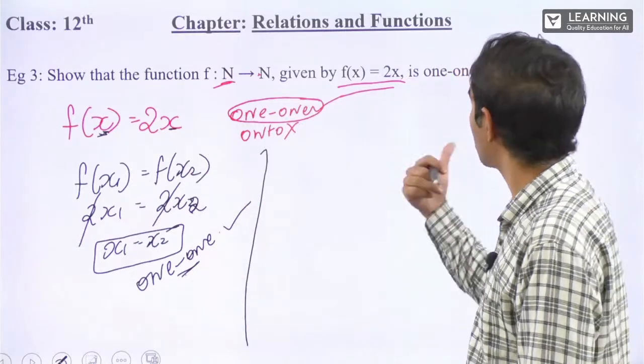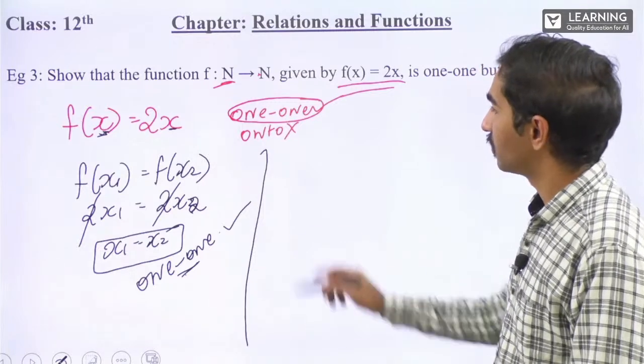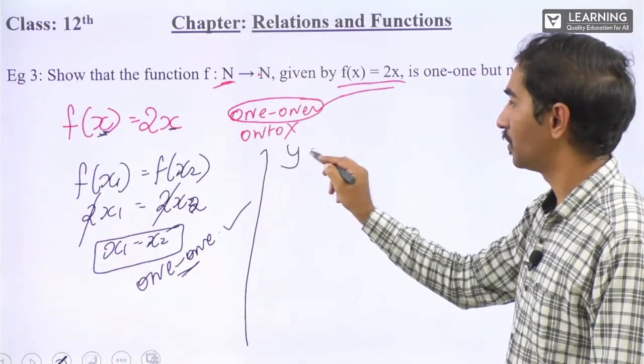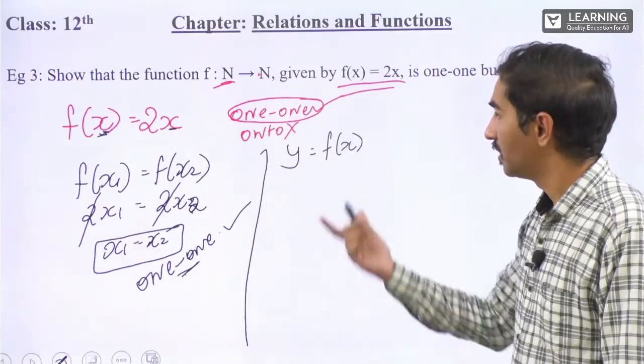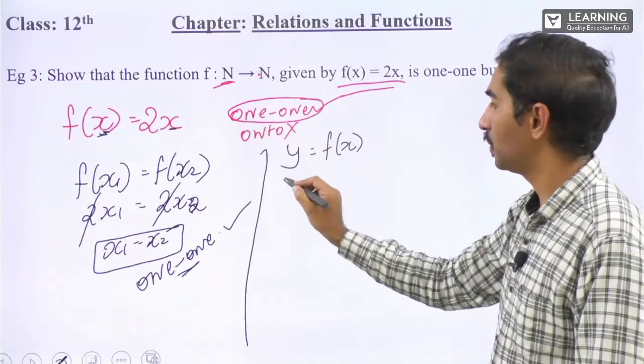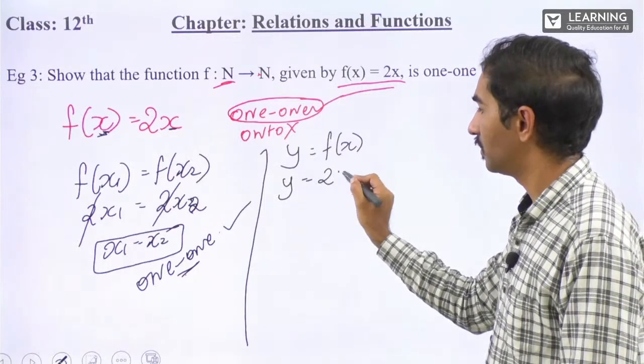Now we should also prove that it is not onto. Okay. So for onto, how do we start the proof? Y is equal to f of x. Correct? Y is equal to f of x. Now what is f of x here? F of x is nothing but 2x. So y is equal to 2x.